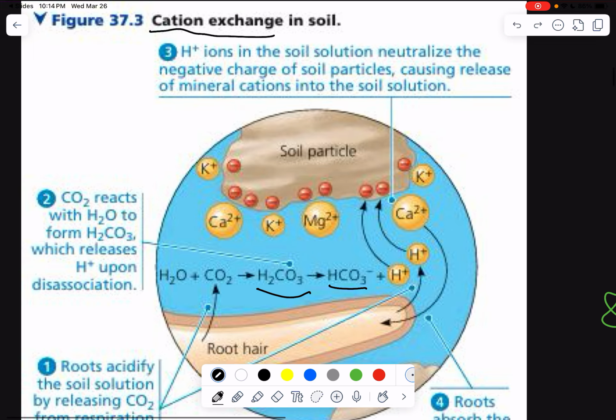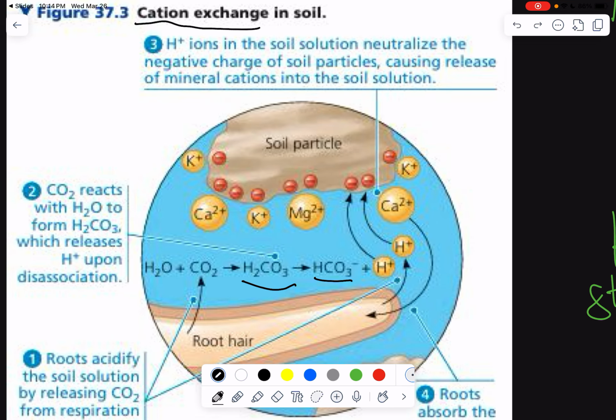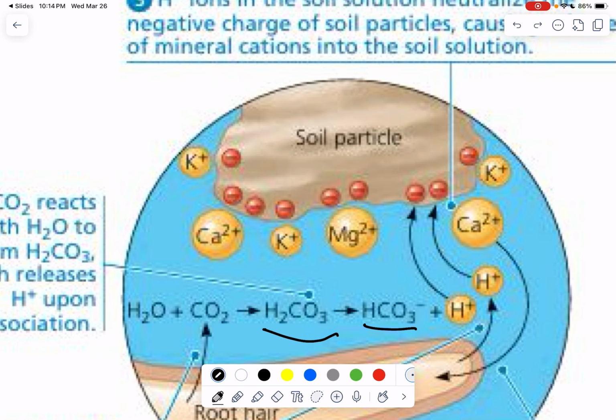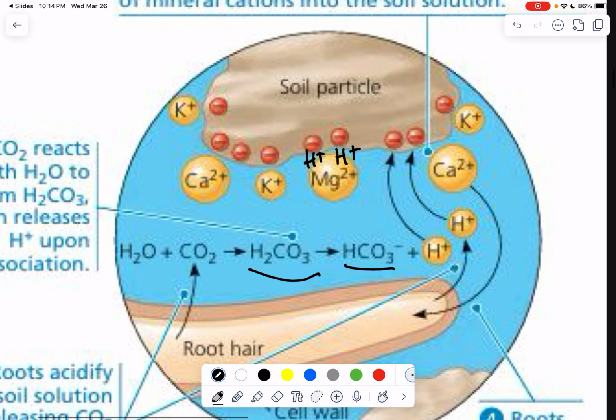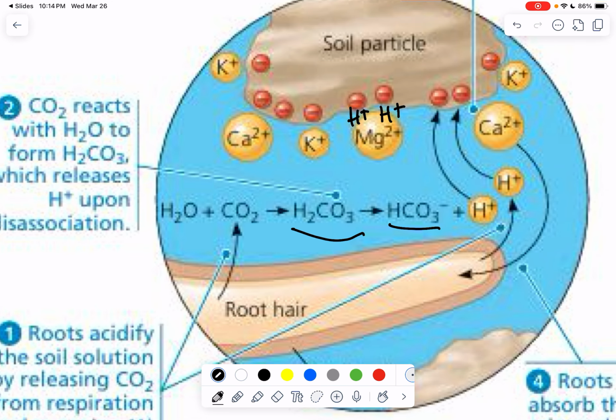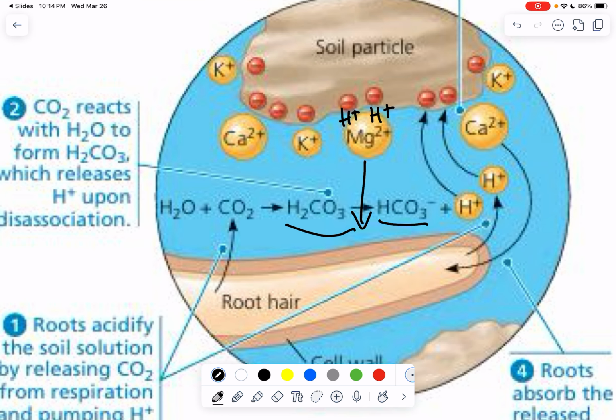And these hydrogen protons will neutralize the negative charge of soil particles. So think of them as crowding out the available negative spaces for the Mg2+, Ca2+, and K+ that would otherwise be attracted to the soil particles. Imagine there's an H+ here blocking it out, and so the Mg2+ will go to the root hair, which is more negative. And so that's how the plant is able to absorb nutrients through cation exchange.